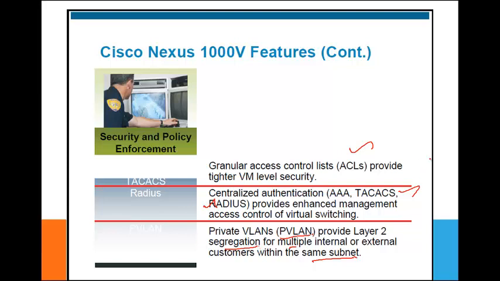Whatever we do on a normal physical switch, you can write an ACL. You can authenticate, authorize, and do accounting based on TACACS and RADIUS. We can have a private VLAN. So all these things are possible through 1000V.